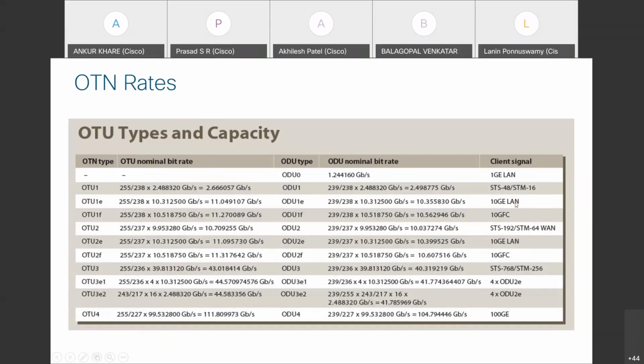If you want to carry 10 gigi LAN, you will have ODU1E, which will be encapsulated in OTU1E. Similarly, for different client signal rates, we will have corresponding ODUs to carry and encapsulate further. If you see at the bottom, 100 gigi will be carried on the ODU4, encapsulated in OTU4, and that OTU4 OTN channel will be assigned on a wavelength and it will go into the DWDM network, so that your Ethernet is encapsulated in OTN and it is going via the DWDM network on the wavelengths, on the light.